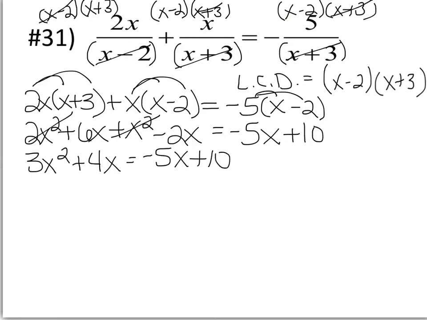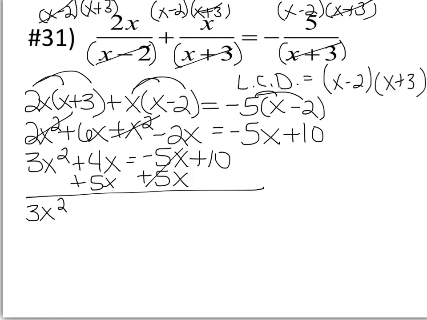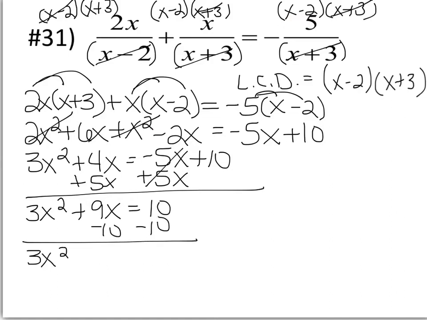Now we need to move everything to one side. Set it equal to 0 so that we can factor. So I'm going to add 5x to both sides, which gives me 3x squared plus 9x is equal to 10. Then I'm going to subtract 10 from both sides, giving me 3x squared plus 9x minus 10 is equal to 0. All right, now I always look to see if I can just do regular factoring first.